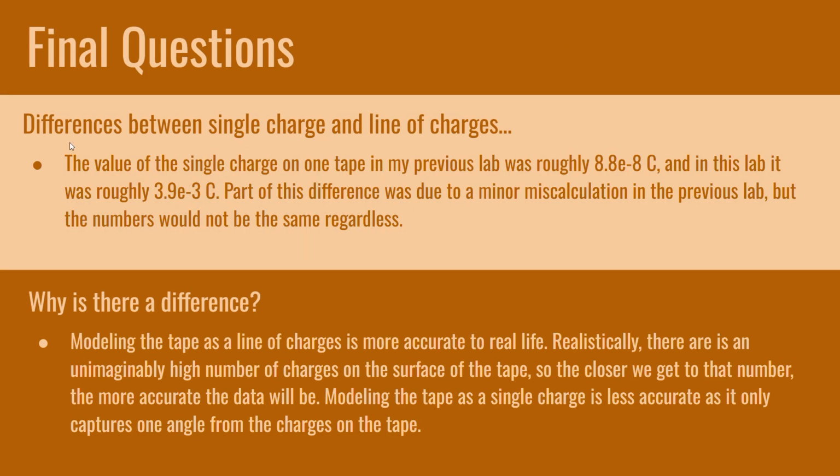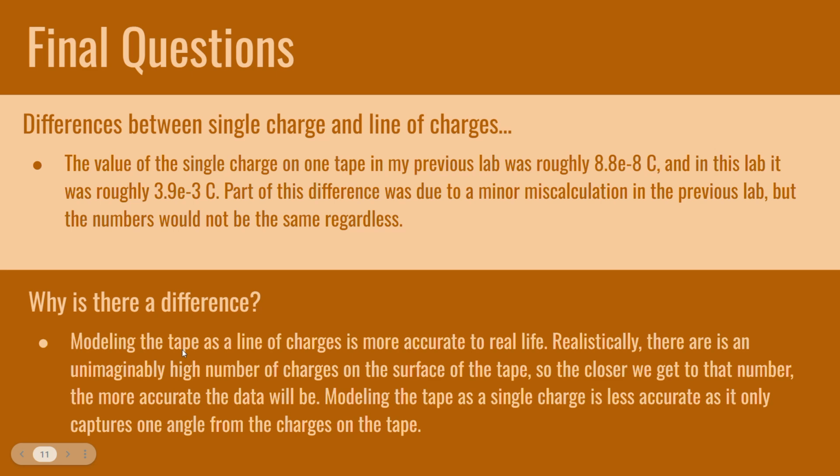So to answer some final questions, the differences between a single charge and a line of charges. Well, the value of a single charge on one tape in my previous lab was about 8.8 times 10 to the negative 8th coulombs. In this lab, it was 3.9 times 10 to the negative 3rd. So that's a big difference. Part of that difference is due to a minor miscalculation I made in the last lab, but the numbers would not be the same regardless.